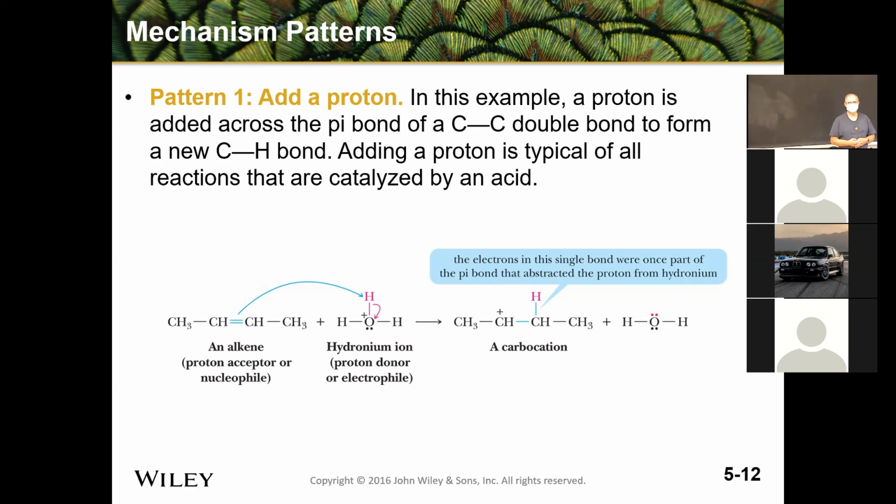Okay, you never draw an arrow starting from a plus charge. It always goes the other way. So here we have the hydronium ion. A pair of electrons in the double bond picks up a hydrogen. That pair of electrons was used to form this C-H bond, so that leaves an empty spot on carbon number 2. So that's now a carbocation. Hydronium lost a proton, so it becomes water.